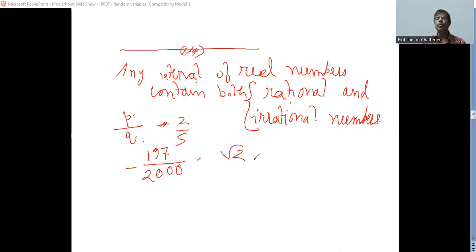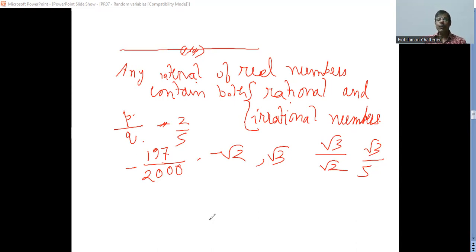Some examples, √2, √3, minus of √2. These are all irrational numbers. Or say √3 by √2 or √3 by 5. These are all irrational numbers. So any interval contains both rational as well as irrational numbers.